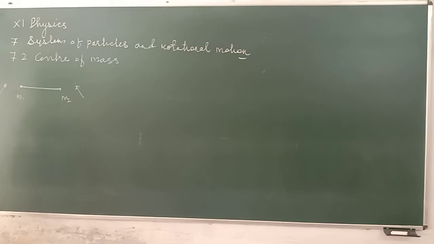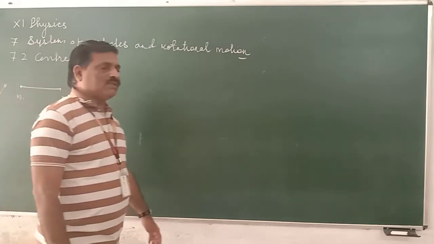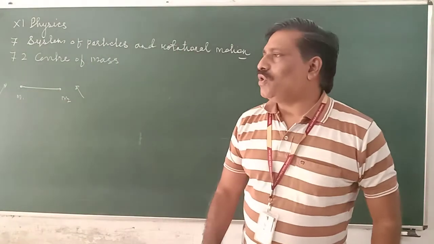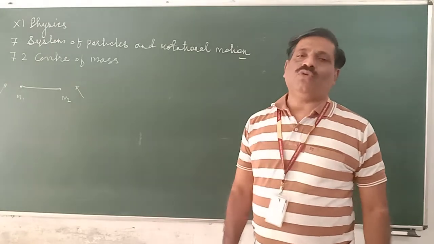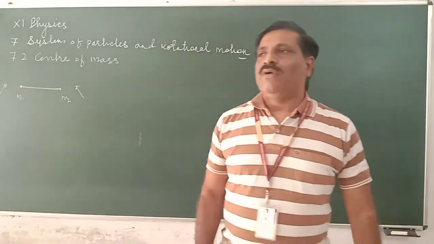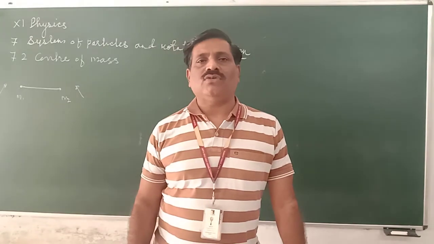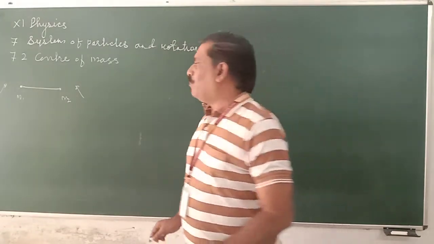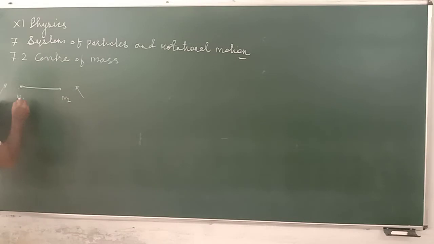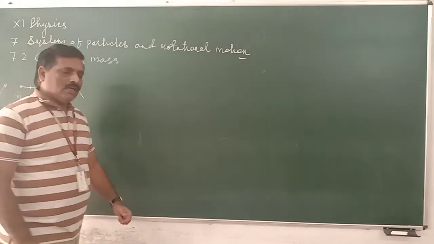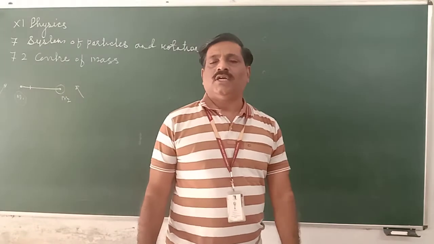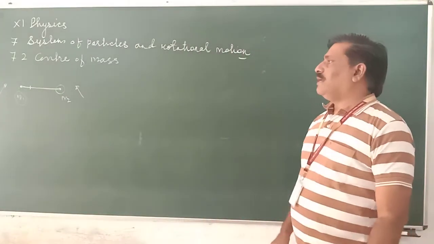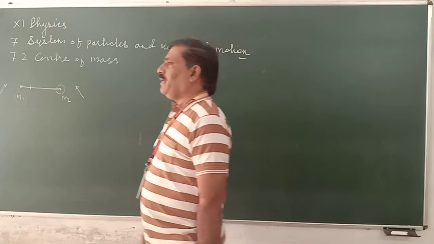Now, what will be the location? The location also differs according to the masses of these two particles. If both are of equal masses, very simple logic indicates that the center of mass is at the center. But suppose this mass is heavy, then it will shift to this side. If this mass is heavy, then it will shift to this side. So the center of mass shifts towards the heavy particle, and then we get one equation.